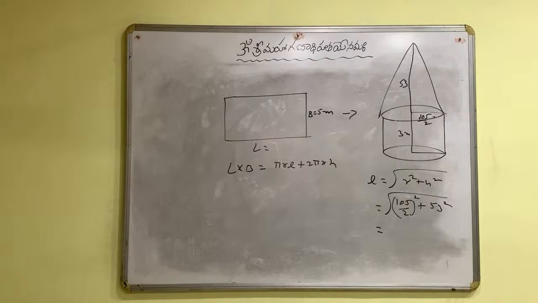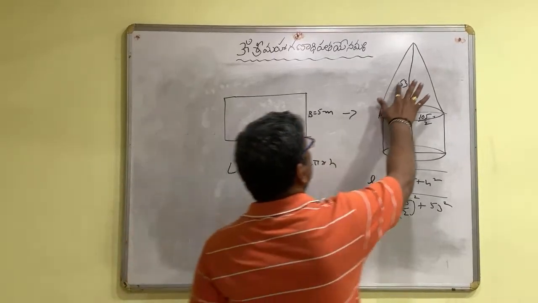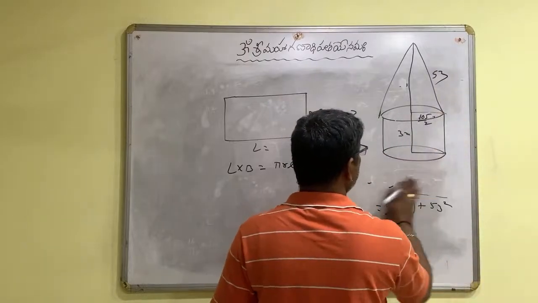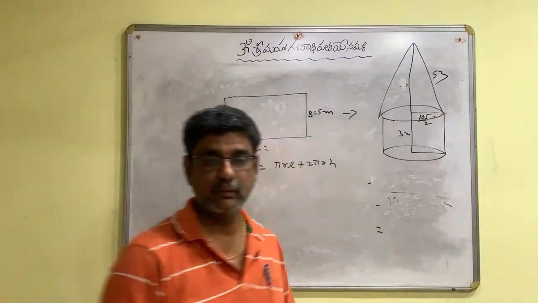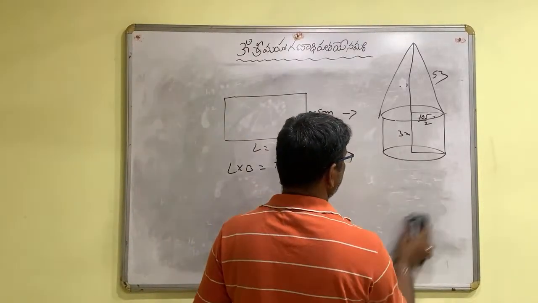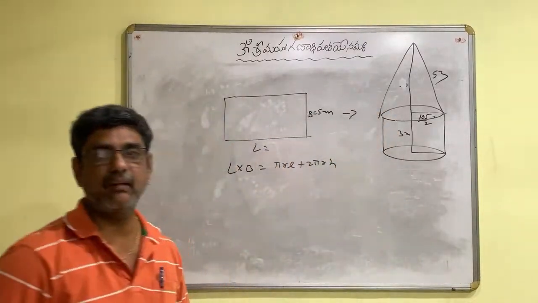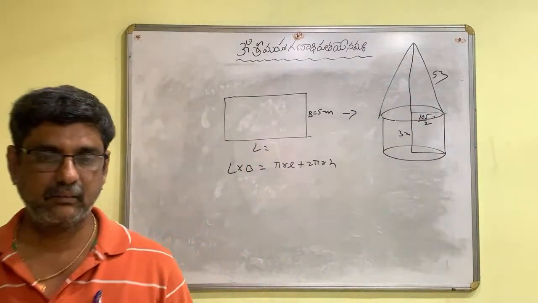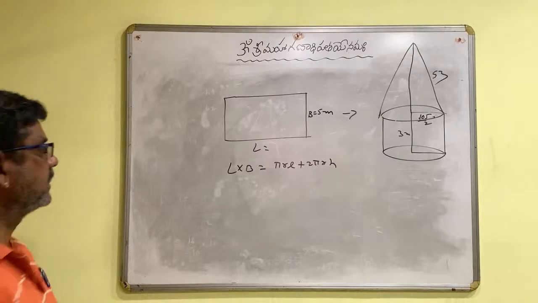No, slant height is given directly, sorry. You don't need to do that. Slant height is 53. No need to find out slant height. Yeah, slant height is given, 53.